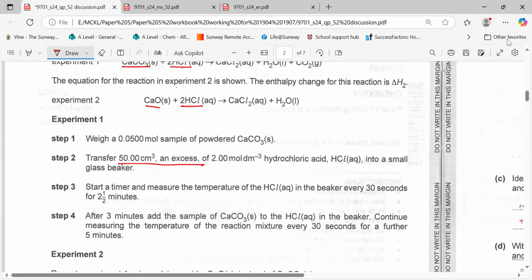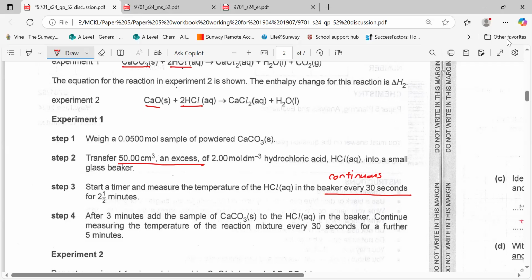So when you measure something every 30 seconds or every 1 minute or every 2 minutes, we call this continuous measurement. Continuous measurement is because you continuously want to find the data out. So you have to have a certain interval. So the interval inside here will be 30 seconds.